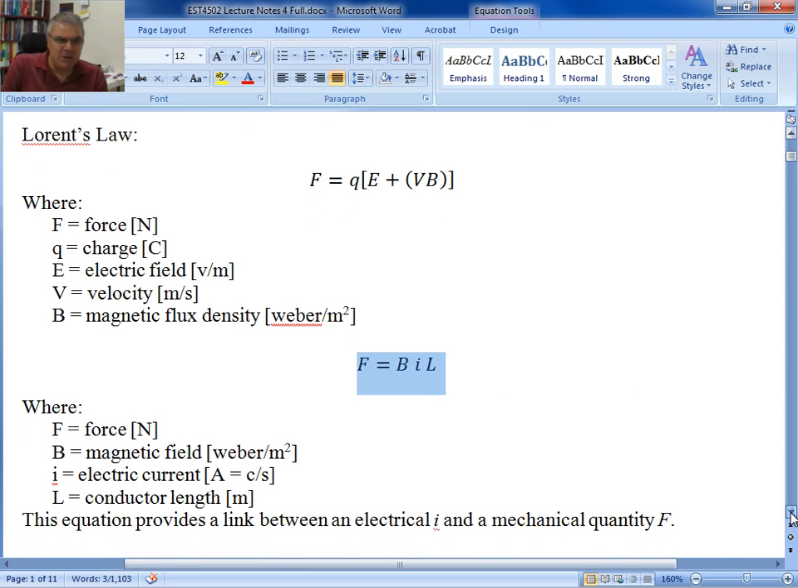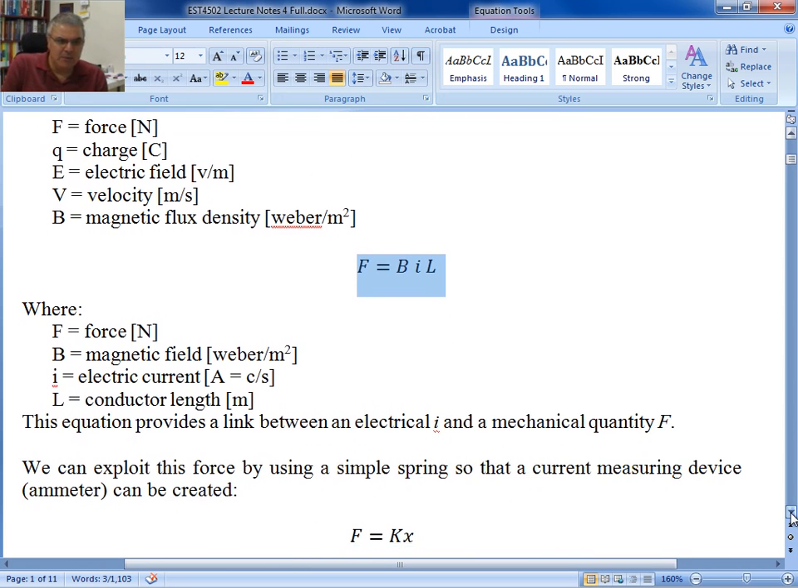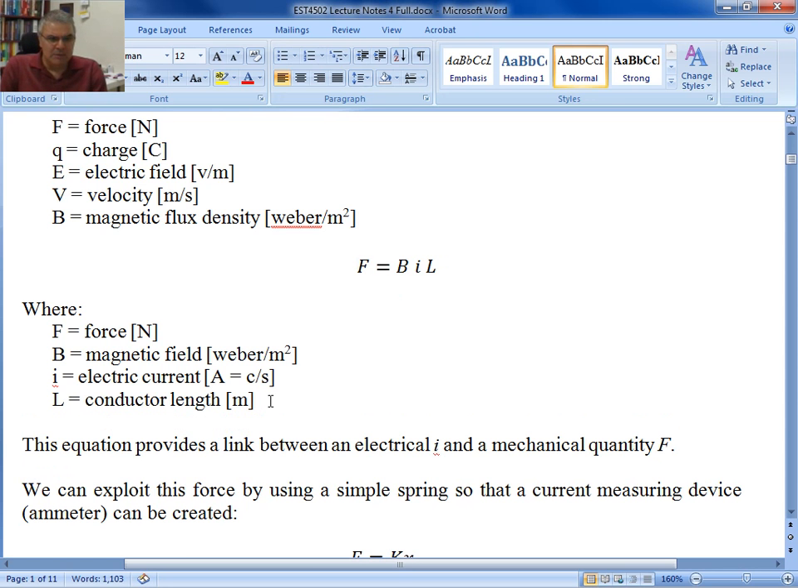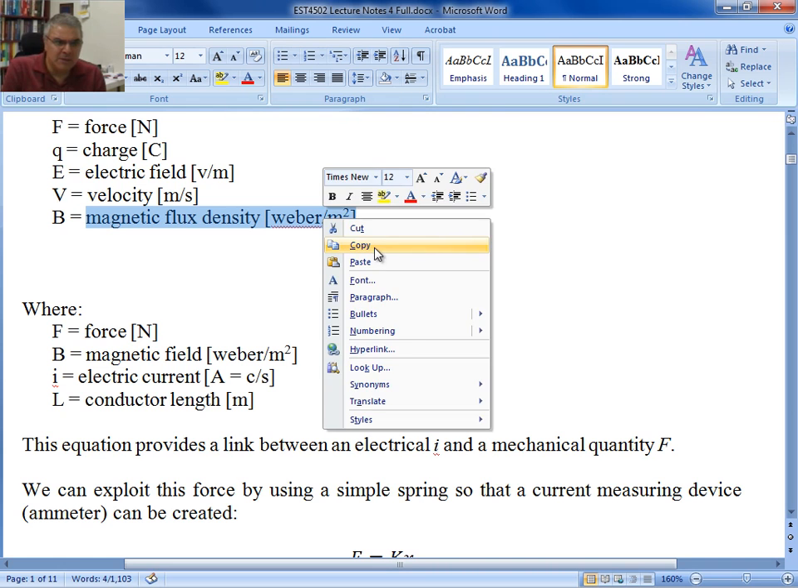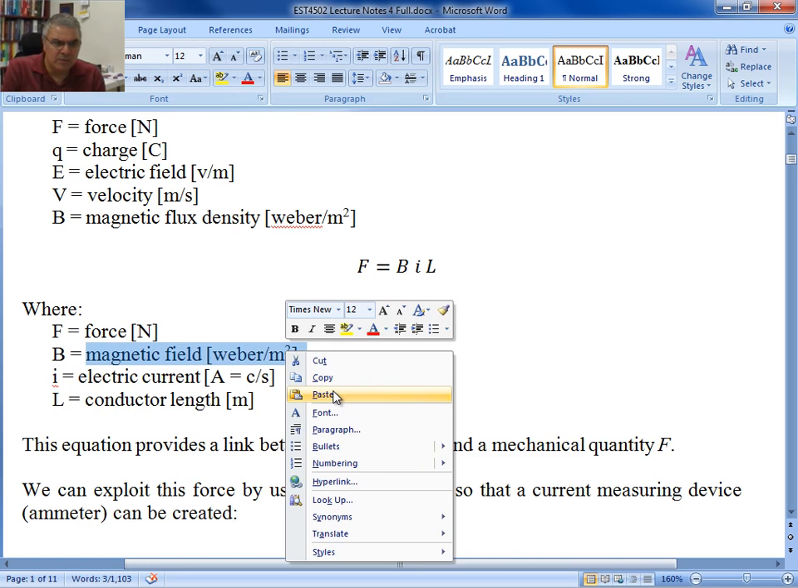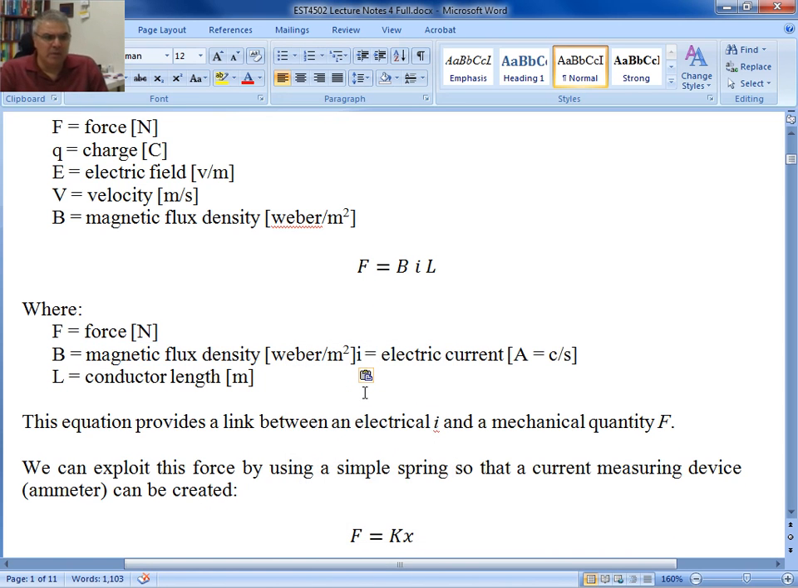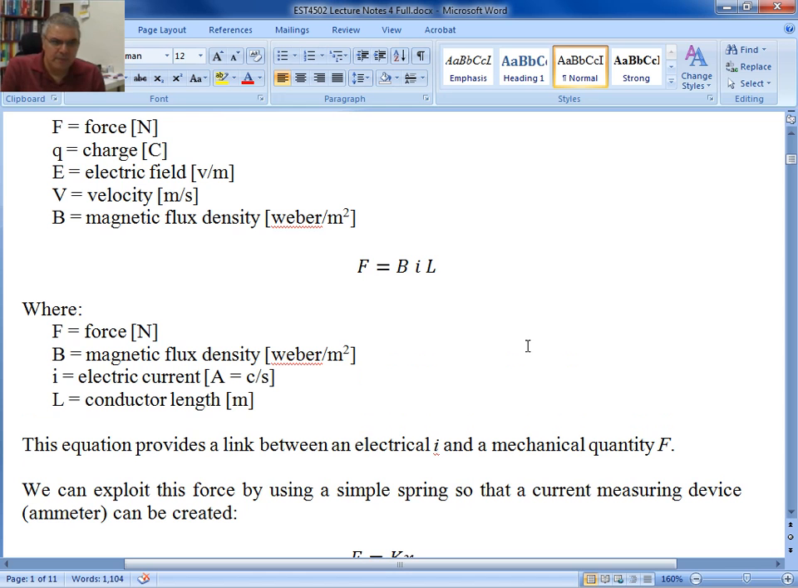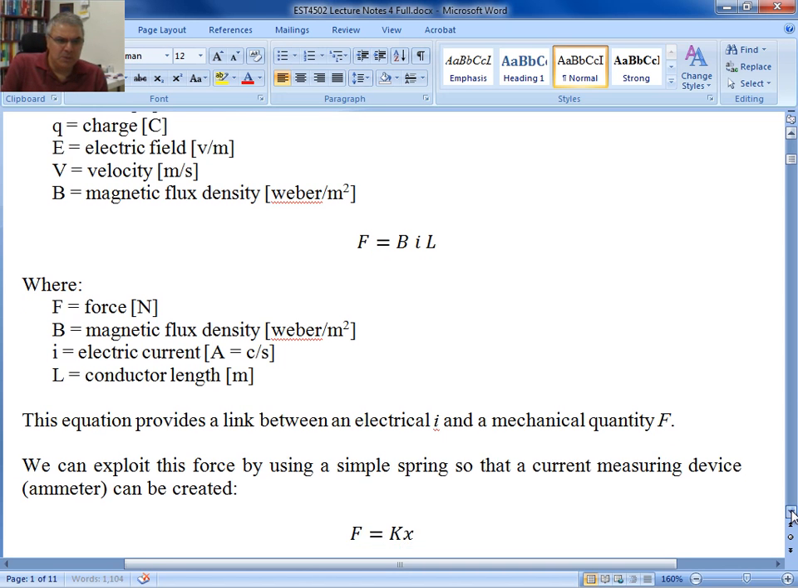So if we equate these equations together, we are going to provide a link between an electrical charge and a mechanical density. This should also be magnetic flux density here. I can just correct it right now. The electric current is also measured in ampere, which is coulomb per second. So make sure you get to know that.